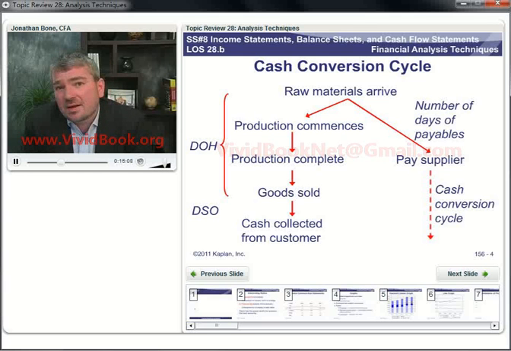Now, if you look at a company like a supermarket, often you'll find that their cash conversion cycle is very, very much different. In other words, they receive the cash from their customers before they pay their suppliers, in which case they can support current ratios that are less than 1.